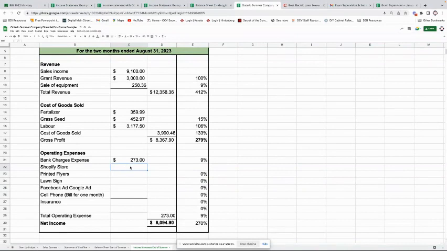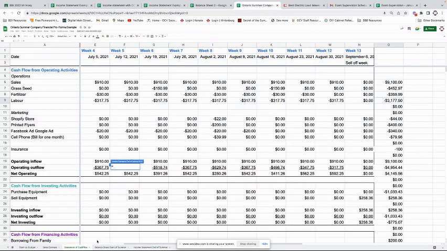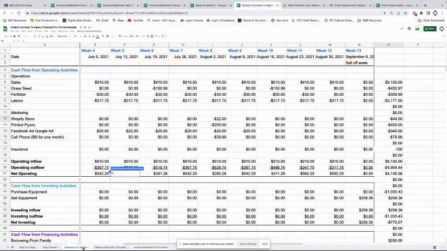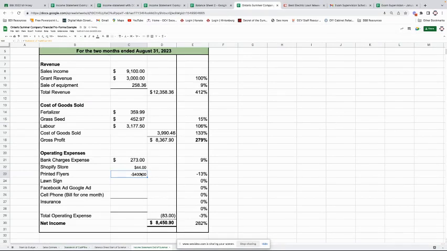So whatever we make, 3% will be going to the credit card clearing company. Next, we've got our Shopify store, and we can go back to our statement of cash flow, and we can see our Shopify store. So over here, $44 is spent. So it's times -1. Printed flyers. Again, going back to my statement of cash flow, printed flyers. In the course of the summer, there's 400 that I use, I pass along.